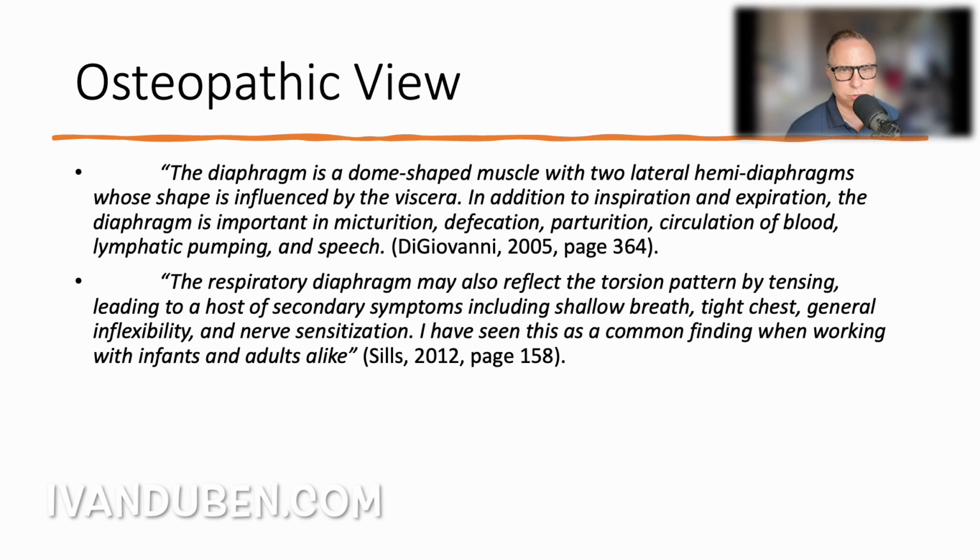According to Sills, the respiratory diaphragm may also reflect the torsion pattern by tensing, leading to a host of secondary symptoms including shallow breath, tight chest, general inflexibility, and nerve sensitization. I have seen this as a common finding when working with infants and adults alike. Although the loss of ideal function of the respiratory diaphragm is an example of loss of adaptability and viability at any age, there are specific characteristics that are present in the aging population.